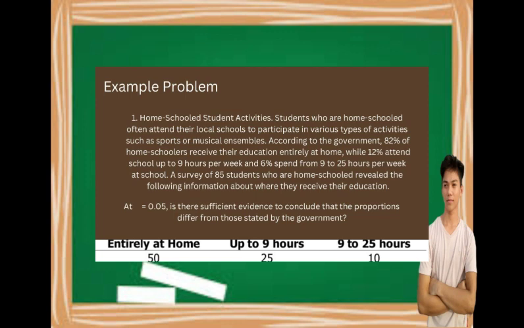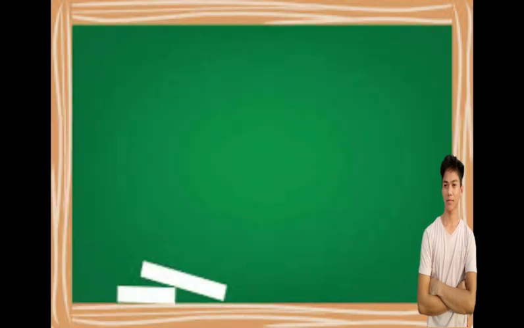The alpha is 0.05, but supposedly there would be an alpha symbol before the equal sign, but due to problems with the presentation, it didn't appear. It was supposed to be shown since the alpha of 0.05 is used in finding the critical value, which will be discussed later on. The value 0.05 is there as sufficient evidence to conclude that the proportions differ from those stated by the government. And the table below shows the categories or the distributions of the survey made of the 85 students. So let's go to the solution and the steps of our sample problem and how the formula is used.